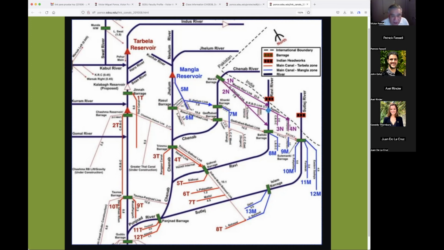Indus to Jhelum, Jhelum to Chenab, Chenab to Ravi. So you can see these rivers, or rather these channels, are connected in that way. Plus, it's not just the channels. You've got to have intakes and so forth. It's a very complex, extremely expensive, for the time, hydraulic project.